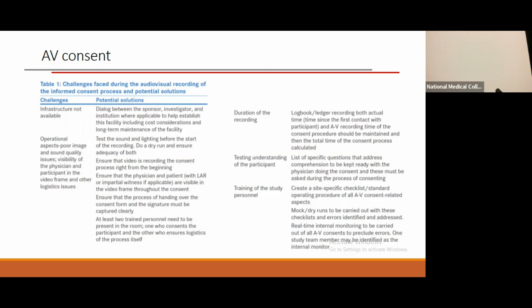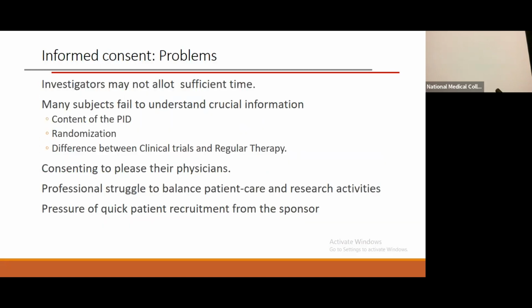If you want to do multinational, interventional trials, you have to have an audio-visual consent. So some institutions have a separate room for audio-visual consent. You take the patient there, you sit down for half an hour and take consent and record. And then that CD has to be kept with you.